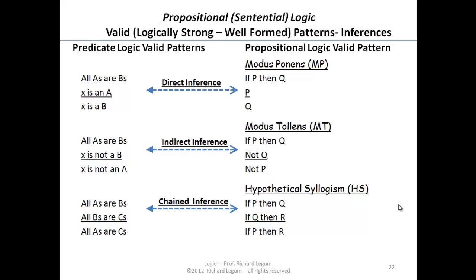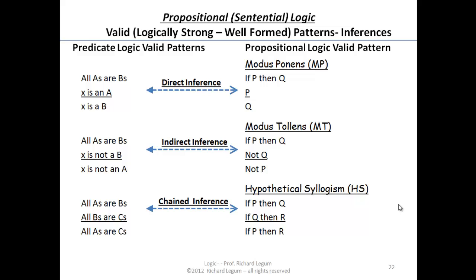We're on the indirect inference now, I should mention. All A's are B's. X is not a B. Therefore, well, if it's not a B, it can't be an A. Therefore, it's not an A. Indirect inference. Modus tollens. If P, then Q. Not Q. Therefore, not P.